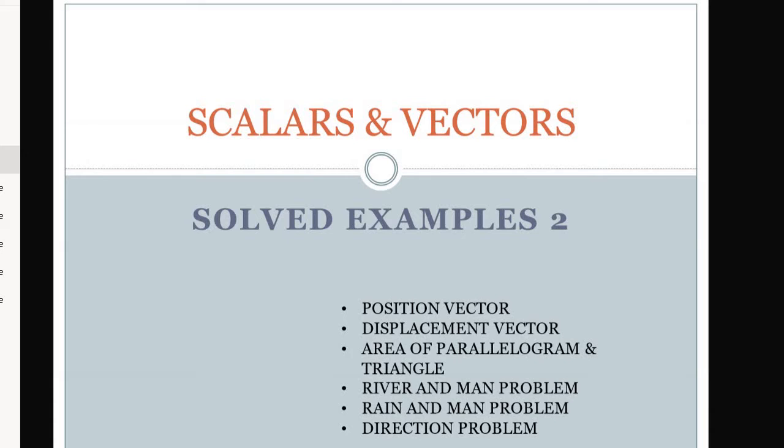First of all, I will make you learn about position vector, then I will go to displacement vector, then area of parallelogram and triangle. These are basics, that's why I want to cover it fast. Then I will go to river and man problem, important, that's why double tick. Rain and man problem and one of the directions problem we may face in entrance examinations.